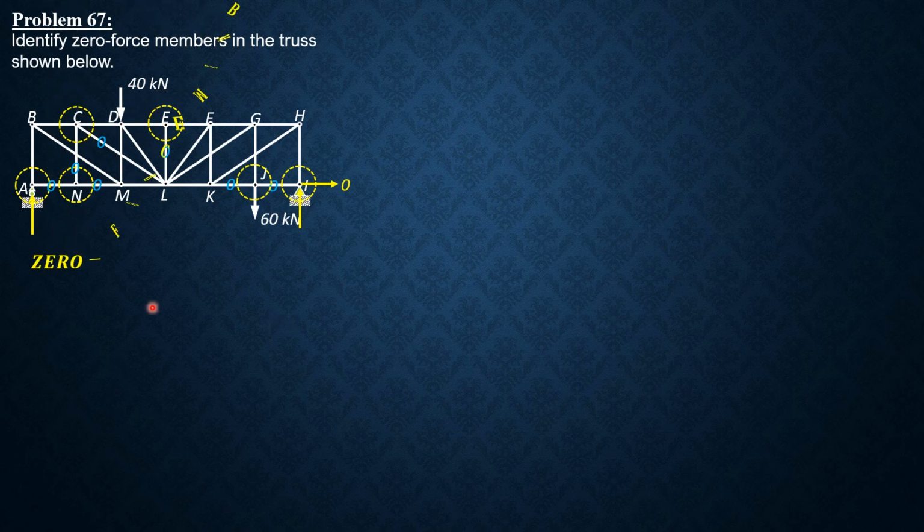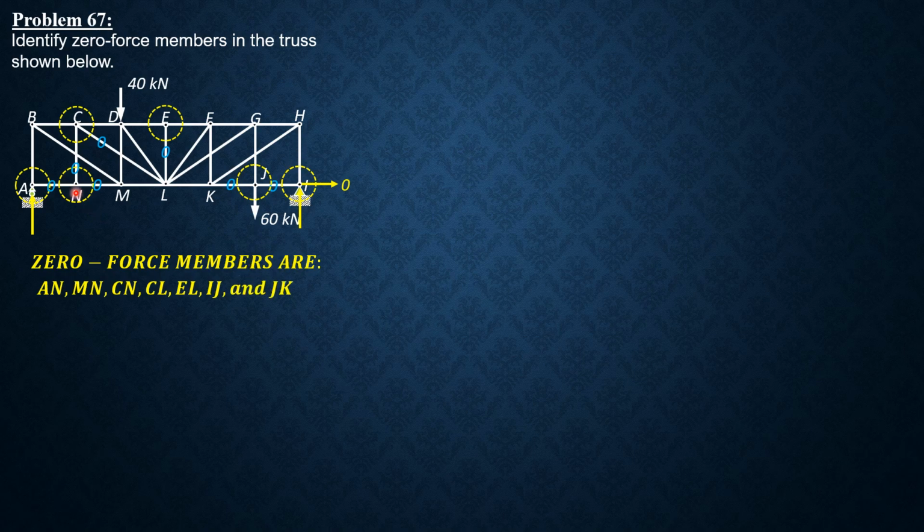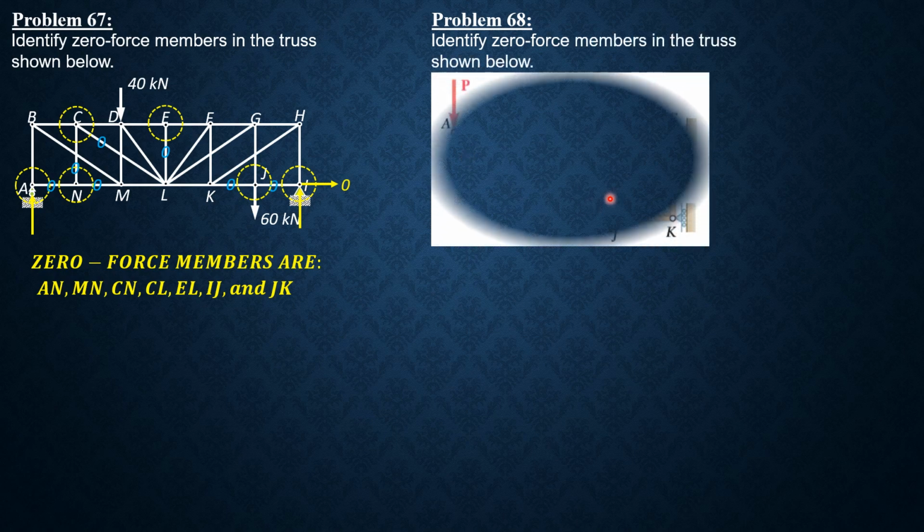So the zero force members are AN, MN, CN, CL, EL, IJ, and JK. So those are the zero force members for problem 67. For problem 68, identify zero force members in the truss shown below.